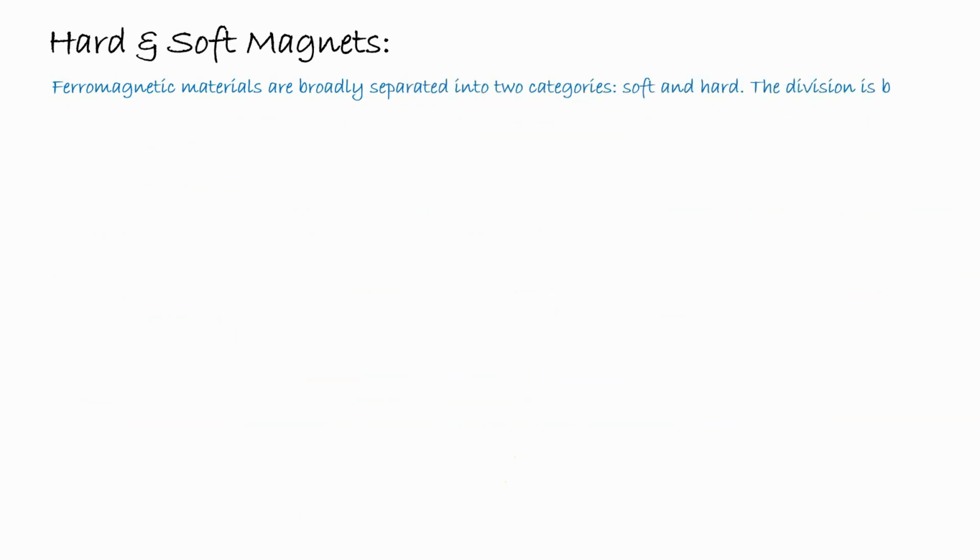Now there is another term that is called the hard and soft magnet. Basically, the ferromagnetic materials are broadly separated into two categories, that is the soft and hard magnet. This division is based on the value of coercivity and characterized by the hysteresis curve. This will be discussed later.